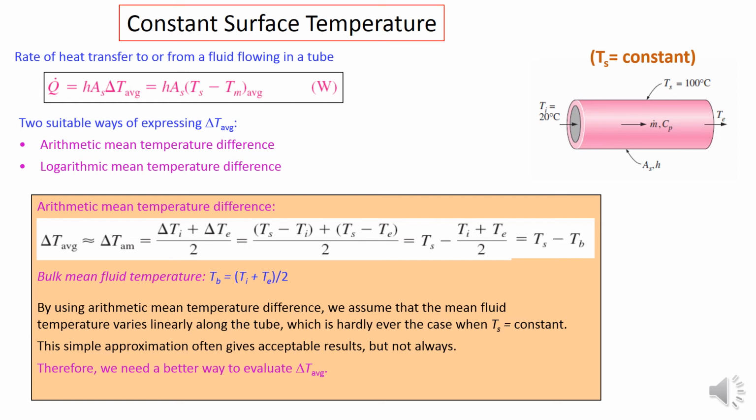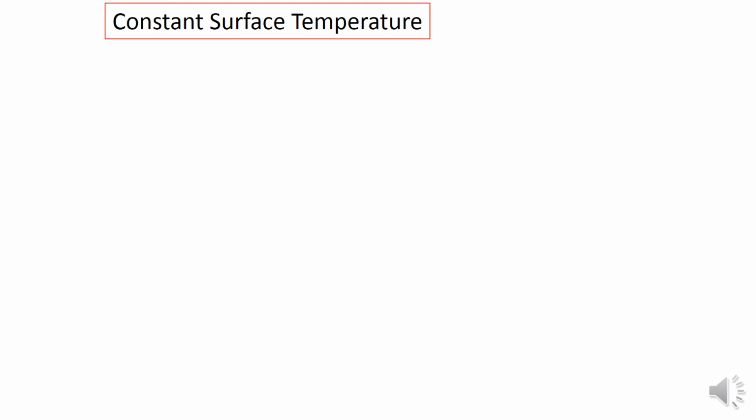By using the arithmetic mean temperature difference, we assume that the mean fluid temperature varies linearly along the tube, which is hardly ever the case when the surface temperature Ts is constant. This simple approximation often gives acceptable results, but not always. Therefore, we need a better way to evaluate delta T average. Constant surface temperature.